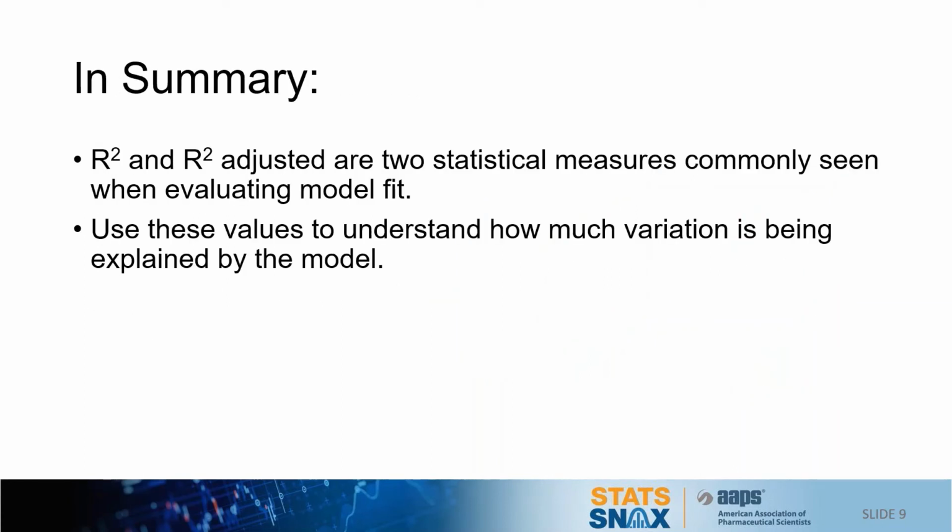In summary, when fitting models to data, it is useful to have metrics that explain how well the data align with the selected model. There are several metrics in literature that one can use, but 2 measures you've likely seen are R squared and R squared adjusted. Other measures include root mean square error, AIC, and BIC. Use these values to better understand the variation explained by the model. I hope this served as a useful introduction to understanding these 2 metrics.